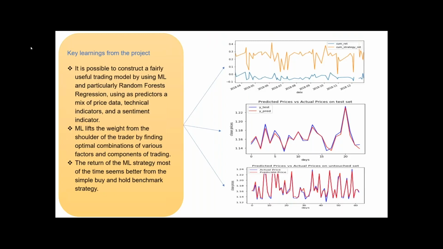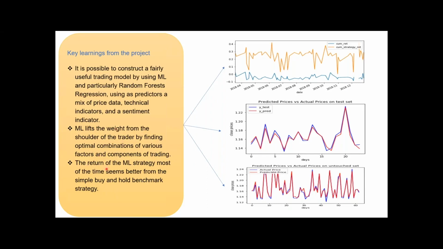Some key learnings from the project. It is possible to construct a fairly useful trading model by using machine learning, and particularly random forest regression, using as predictors a mix of price data, technical indicators, and the sentiment indicator. ML lifts the weight from the shoulders of the trader by finding optimal combinations of various factors and components of trading that we might otherwise miss.